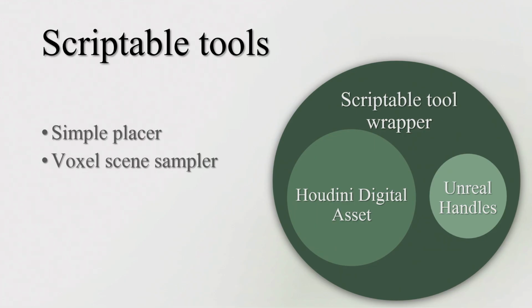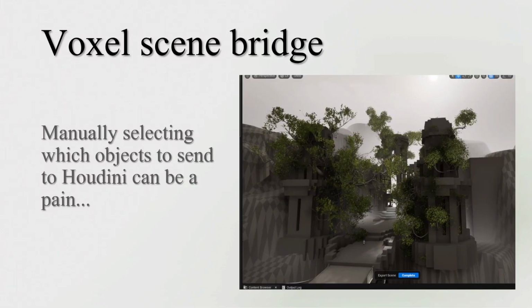And then we have a voxel scene sampler, which we're very happy about. With this voxel scene bridge, basically we use some native Unreal implementations to get voxels out of the environment. Some of you might have been working already with Houdini and Unreal. And one thing that is really nice to have is the environment to get it back into Houdini.